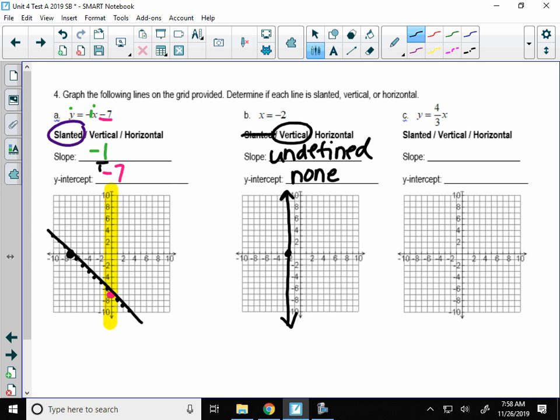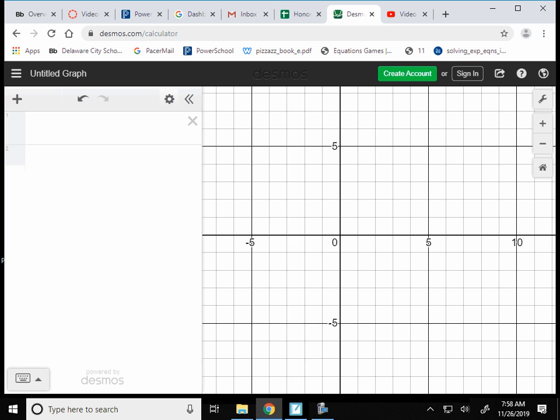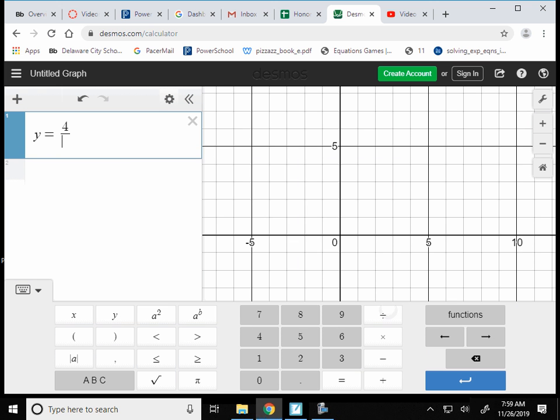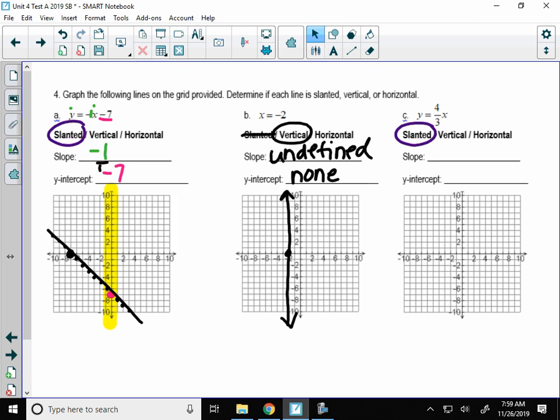Lastly, y equals 4/3 x. There are 2 letters, so this is going to be a slanted line. If you are not sure, you're going to go to Desmos and type in y equals 4/3 x. That is a slanted line right there. Now, when I look at this, it says what's the slope? Remember, the slope is the coefficient on x, the number in front. That number is 4/3. Now, the y-intercept is the number by itself. Are you adding anything after the x? The answer is no. When there's nothing there, it's implied to be 0.